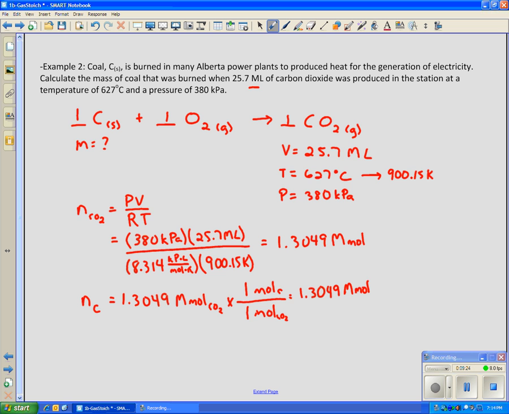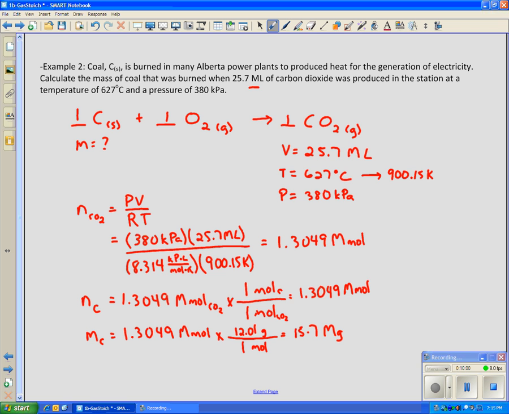For the last part, we want to change into mass. So we need the molar mass of pure carbon, and that's going to be 12.01 grams for every 1 mole. So when you multiply that, the moles cancel, and now that mega moves on to the grams, so you end up with 15.7 megagrams of carbon. So that mega can just carry right through the calculations.